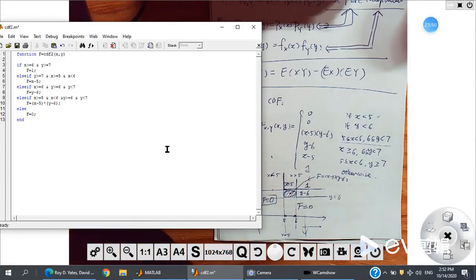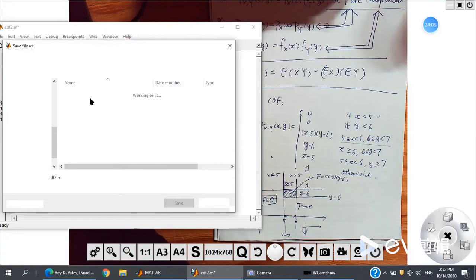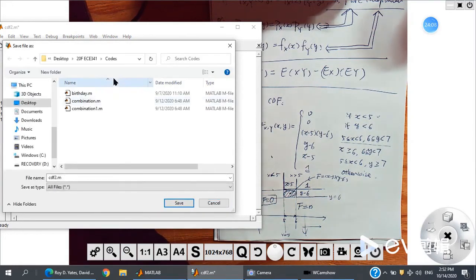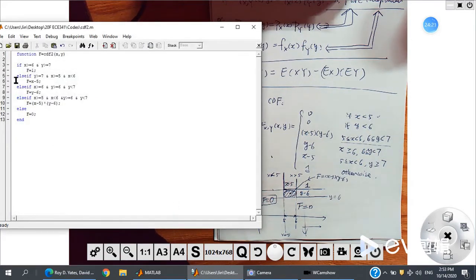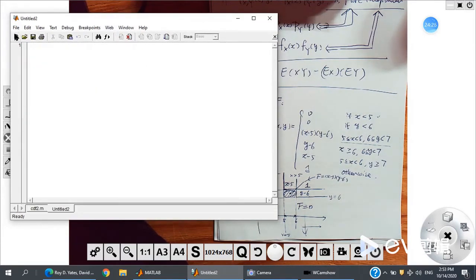And I want to show it. This is just a function. Let me save it. Did it work? I click on it, right? It's wrong. I need to save it first. Okay, save it, give it a name, CDF2. Save. Okay, and I want a new one, a new function that will use this CDF2.